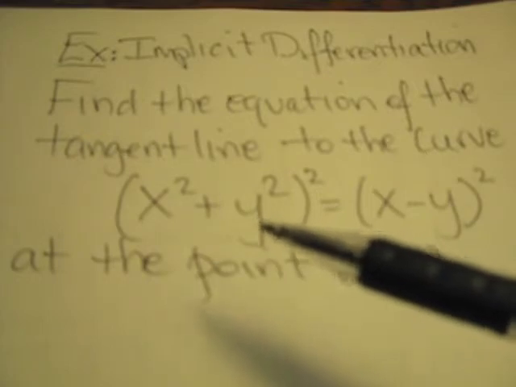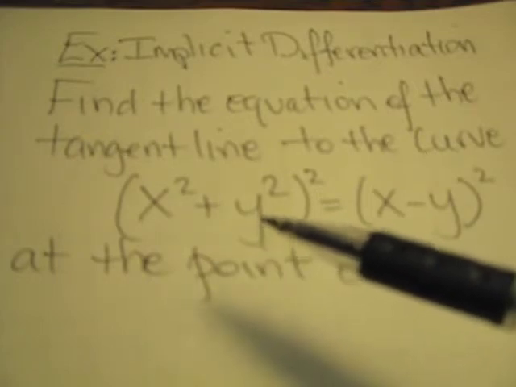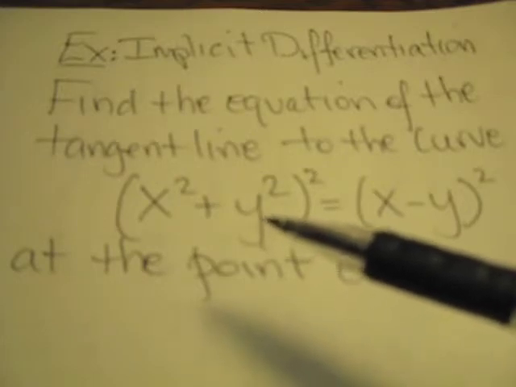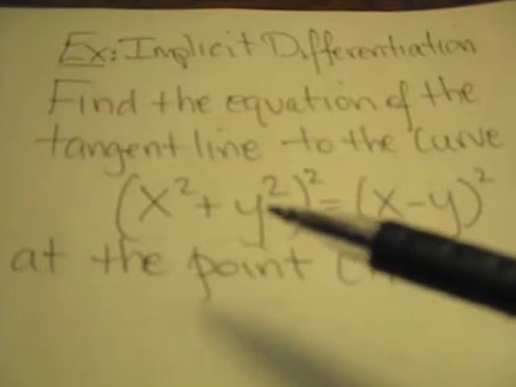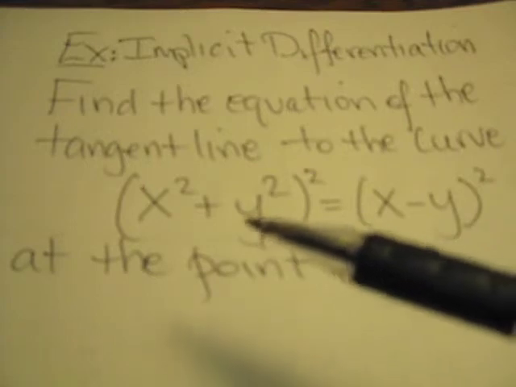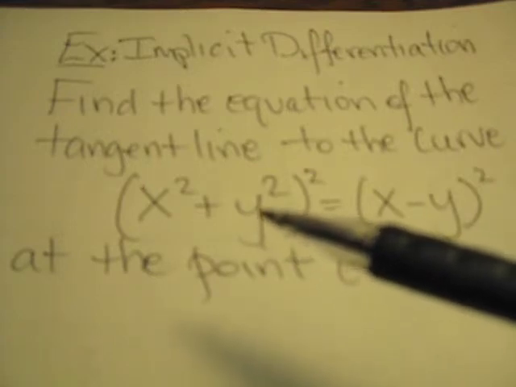Now also keep in mind that y is a function of x. So every time we come across a y, we're going to have to apply the chain rule, and each time we do that we're going to produce a dy on dx. So at every y term that we differentiate we need to make sure we have a dy on dx term.